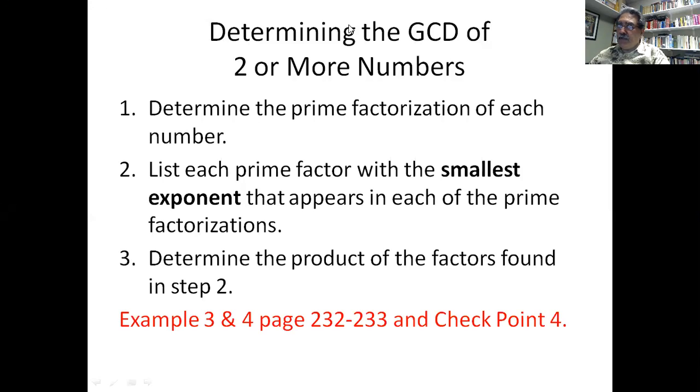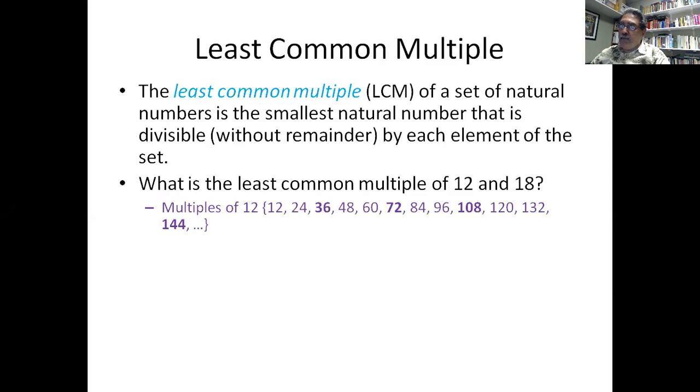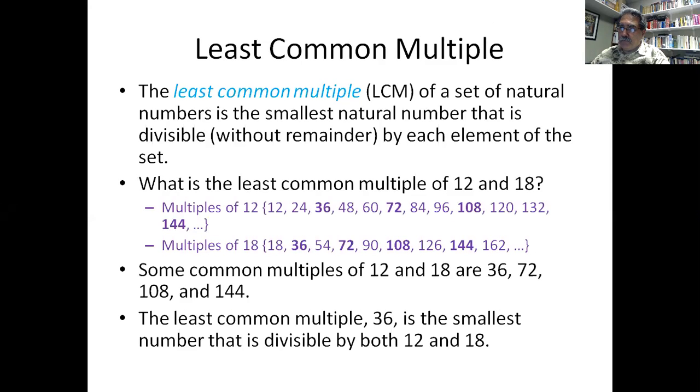Okay, so you see we determine the prime factorization of each number, list each prime factor with the smallest exponent, and then determine the product of the factors found in step 2. That's what we did. Now, list common multiples. The LCM, least common multiple of a set of natural numbers, is the smallest natural number that is divisible without a remainder by each element of that set.